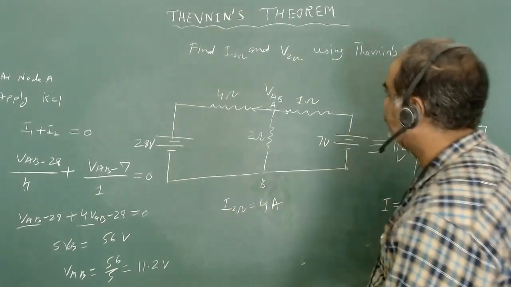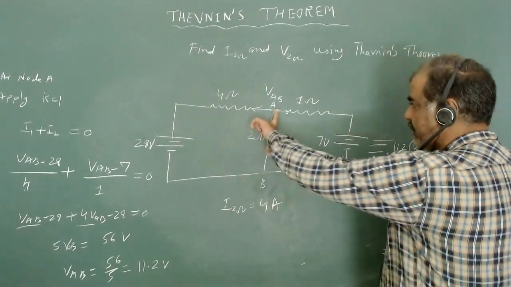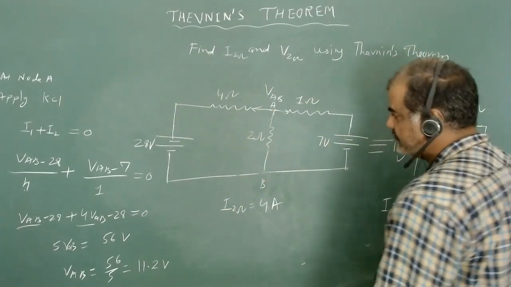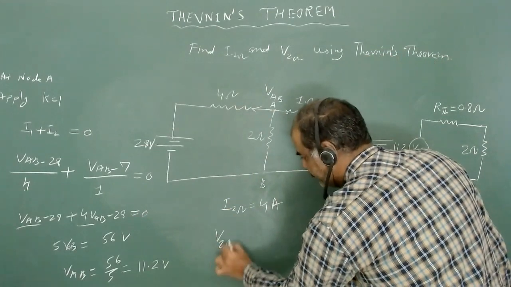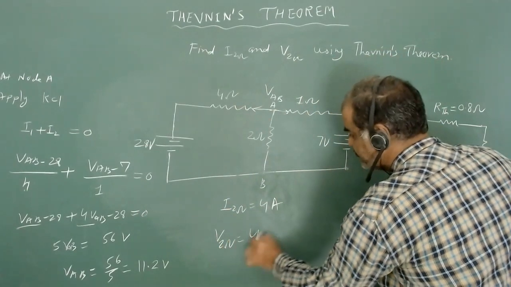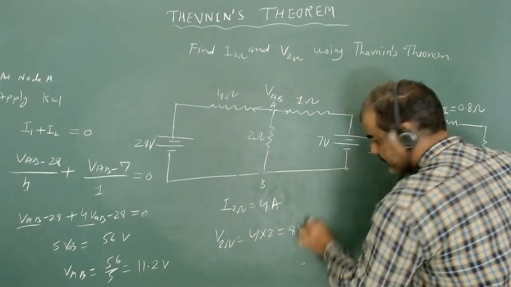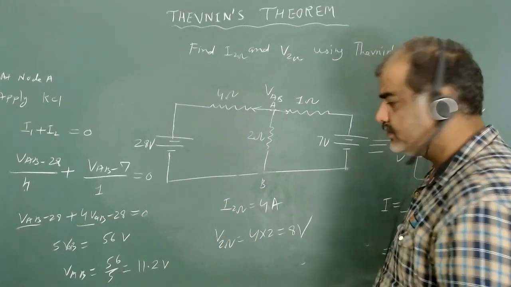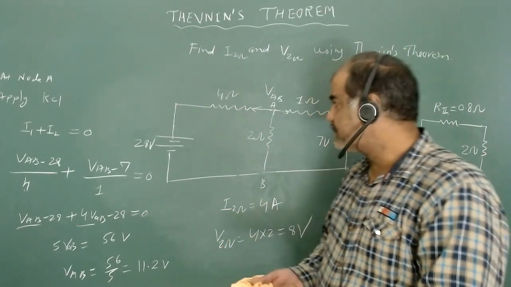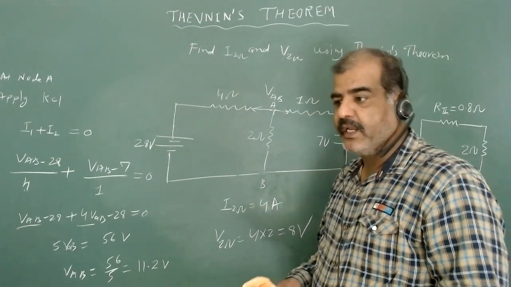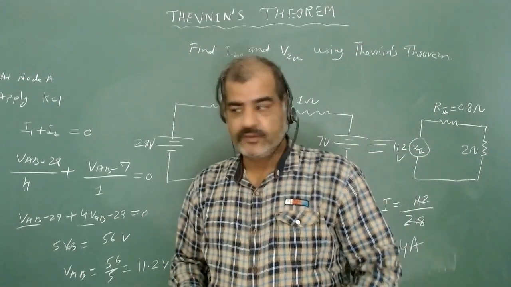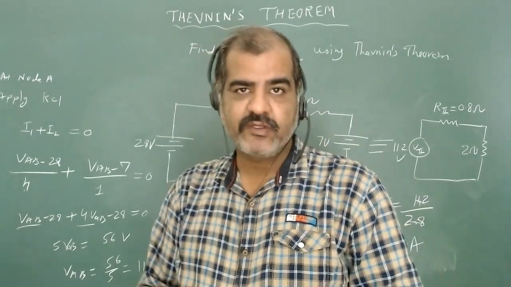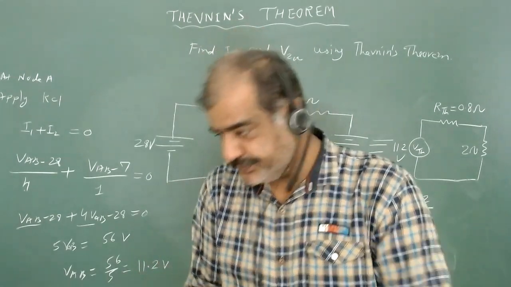Now if I want to calculate the voltage across this 2 ohm resistance, the current is 4 and the resistance is 2, so that will be 8 volts. In this way we can use Thevenin's theorem and simplify our circuit problems. In the next class we'll see some more problems on Thevenin's theorem. Thank you very much.